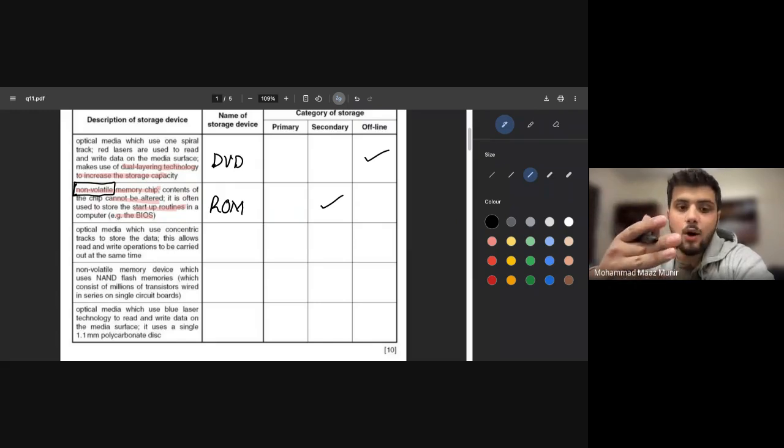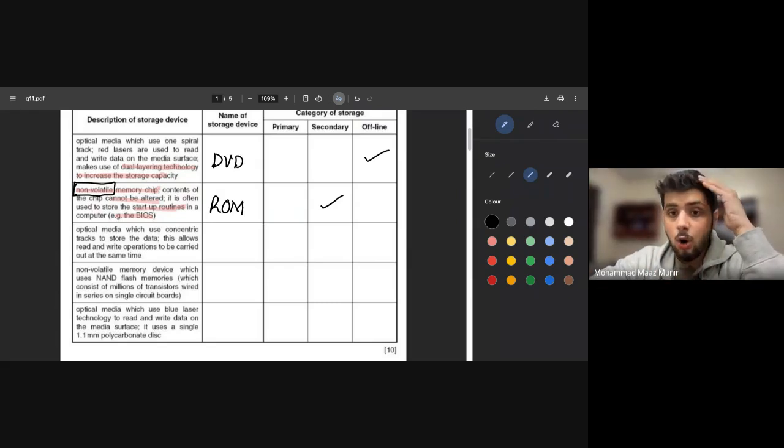When we say that RAM is a volatile memory chip, we mean that it is storing data temporarily. The moment you turn off your electricity supply, you're going to lose all the data which was stored in it originally. And that's something we don't want, right? So now the answer to this part is ROM, with secondary being the category.